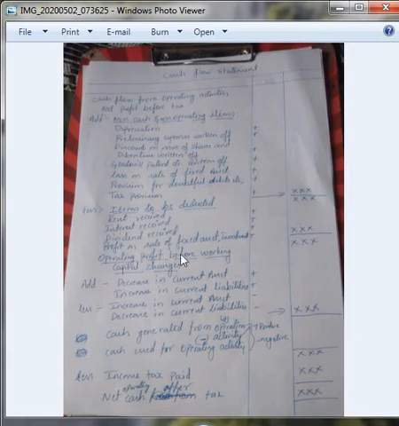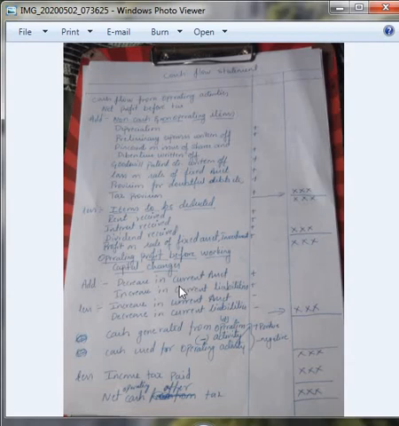Next, operating profit before working capital changes. Whatever you get, this is operating profit before working capital changes. Next, very important. I have told these rules in fund flow also. Whatever asset, don't think only current asset, whatever asset increases means cash outflow. Asset decreases means cash inflow. Liability increases means cash inflow. Liability decreases means cash outflow.